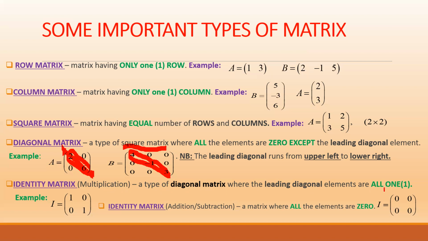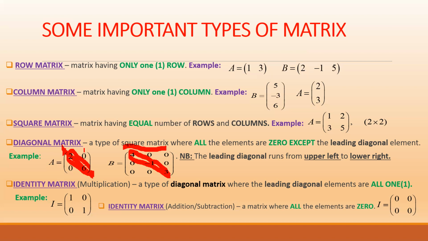So it would be a diagonal matrix because the leading diagonal elements are not zero, right? However, what makes this diagonal matrix the identity matrix is that the diagonal elements are 1. It fits the description of a diagonal matrix because the leading diagonal elements are not zero and all the other elements are zero, right? However, it becomes an identity matrix for multiplication because the leading diagonal elements are all 1. So the elements have to be 1, right?